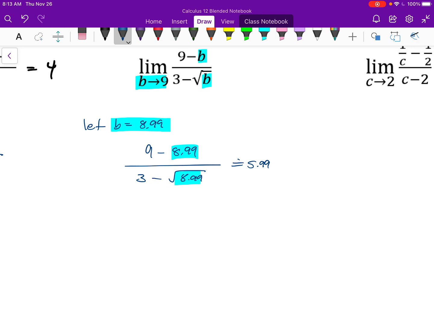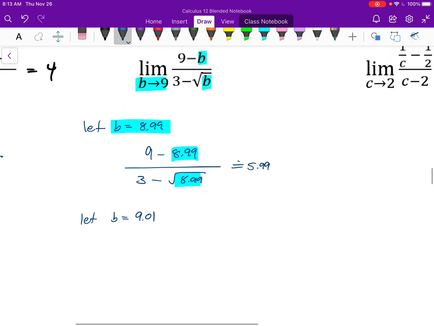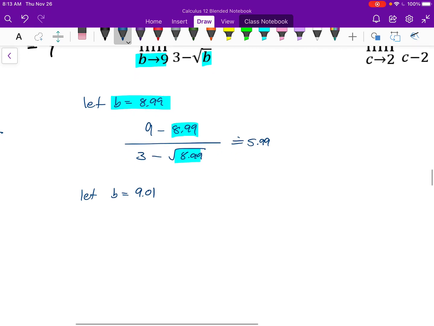Okay, and it's really close to 6. So I already have a pretty good sense. This probably equals 6, but let me pick, that was from the left, let me pick a number a little bit more. So 9.01. And notice if you actually replace b with 9, which is not a bad idea, you'll immediately notice you're dividing by 0, so it doesn't do us any good.